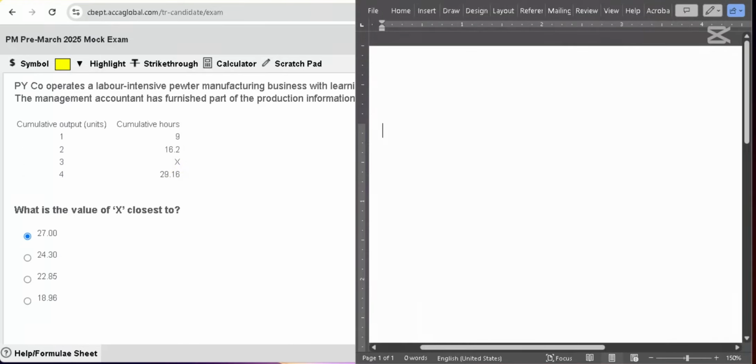Okay, let's analyze this. You know, cumulative output, let's say, why is it not working?